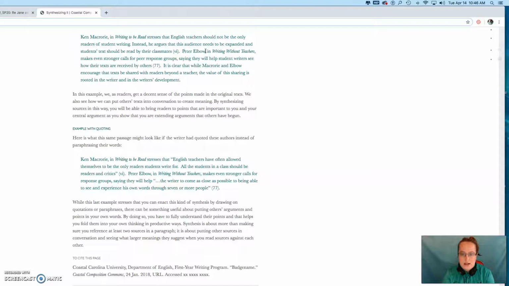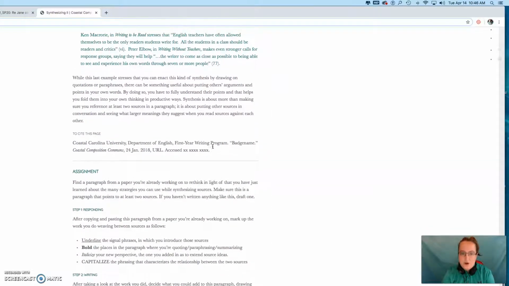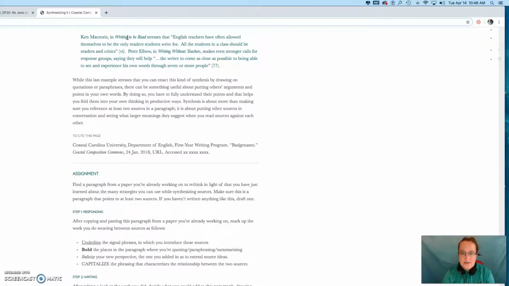So right here, Peter Elbow in Writing Without Teachers, that's the text. And then this is the paraphrase, but it gives you the page number. Same thing with quoting. In Writing to Be Read, which is the text, there's the quote, and there's the page number. They even give you two different ones so you can see.